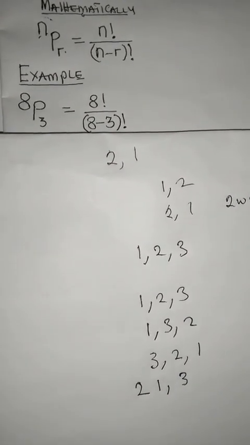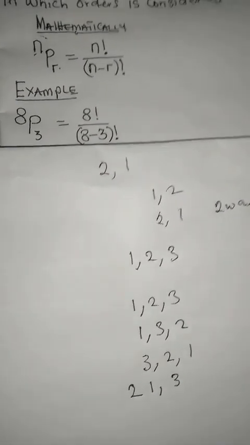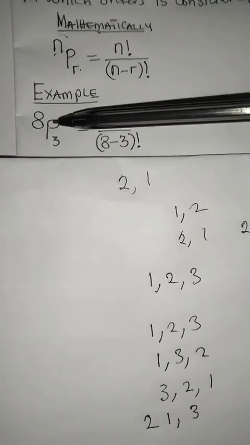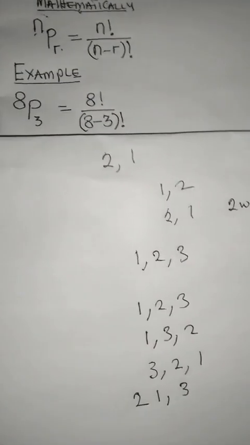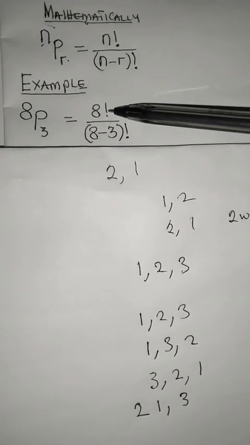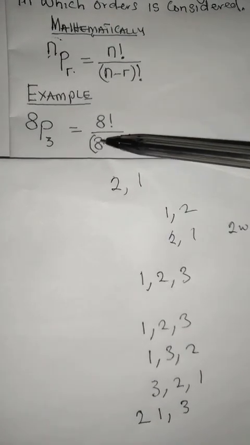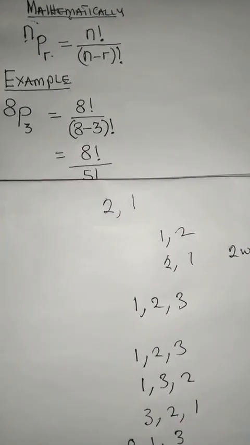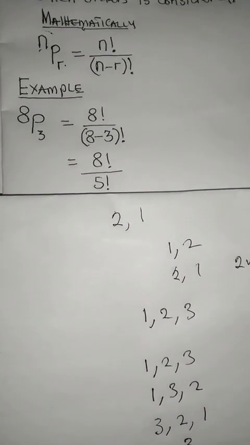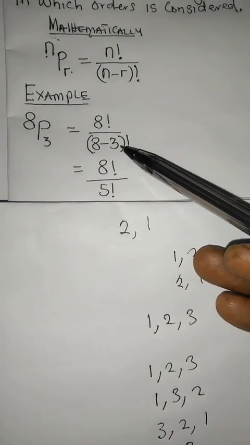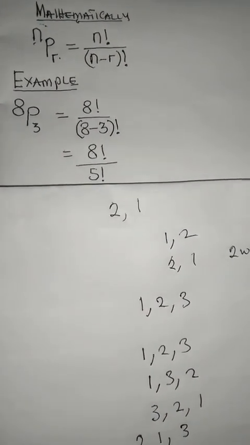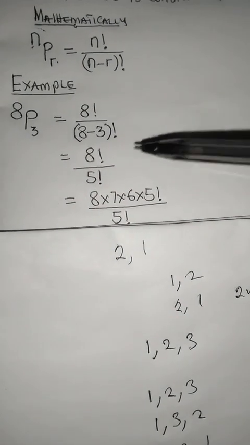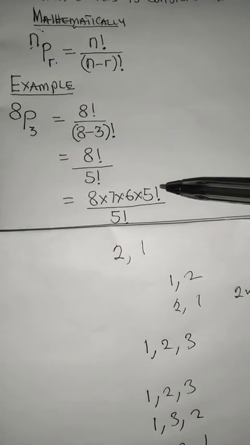Now let's take this example for instance. I'm having 8 permutation 3. It means in how many ways can 3 objects be permutated from 8 objects. Now it will be the total object factorial divided by the total object minus the objects we are going to arrange, factorial. And that will give us 8 factorial over 5 factorial, because 8 minus 3 will give me 5 factorial. And from our previous video, when we have anything like this, we are going to multiply 8 times 7 times 6 times 5 factorial.